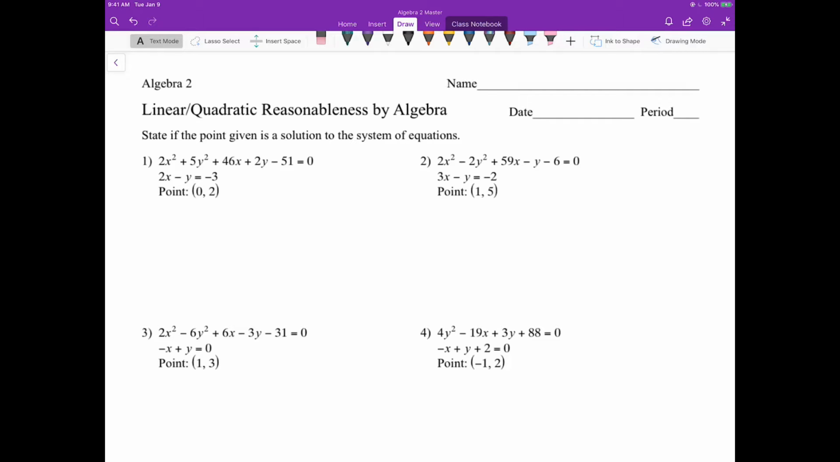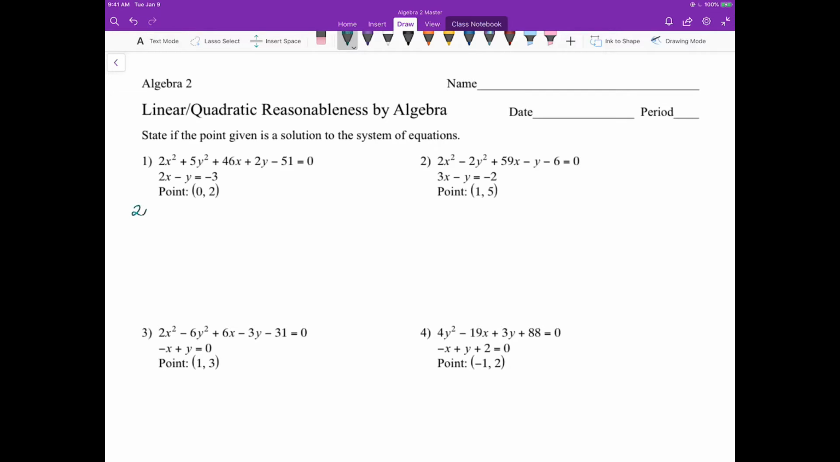It's really easy to check the reasonableness of points being solutions to linear and quadratic systems algebraically. The point given needs to satisfy both mathematical statements. It needs to make both of these equations true. So let's test the point in both equations.